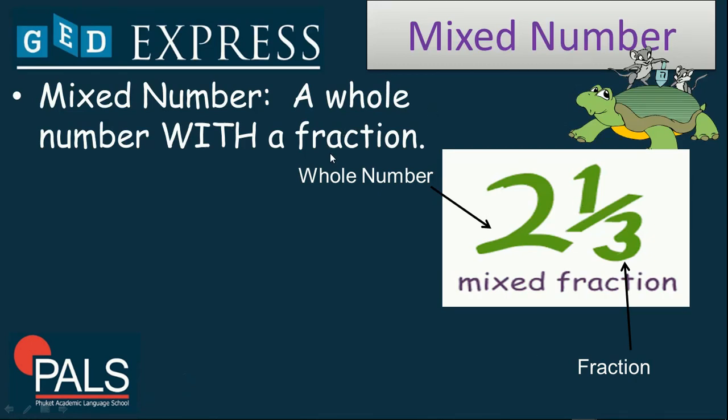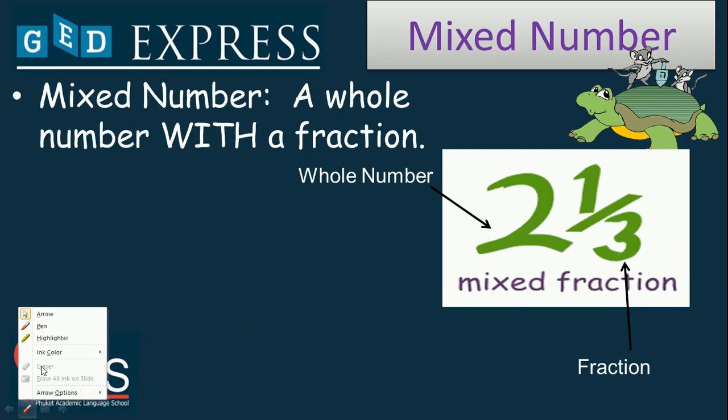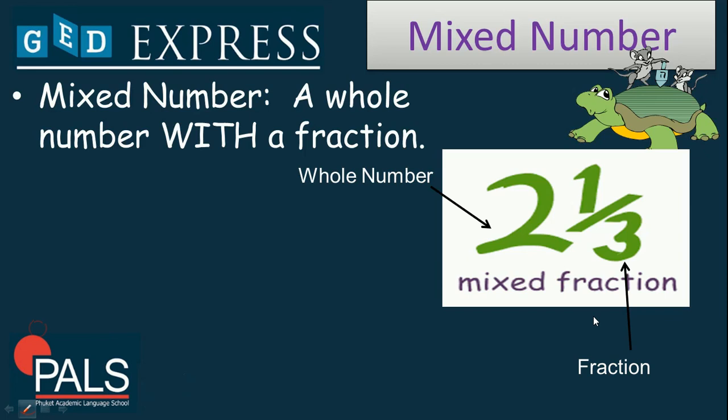A mixed number is a whole number with a fraction. But you can change this into an improper fraction by multiplying this one and adding it up with this, and just copy the denominator. For example, if you want to convert this into an improper fraction, you just multiply 2 times 3. That will give you, for example, 2 times 3 plus 1.